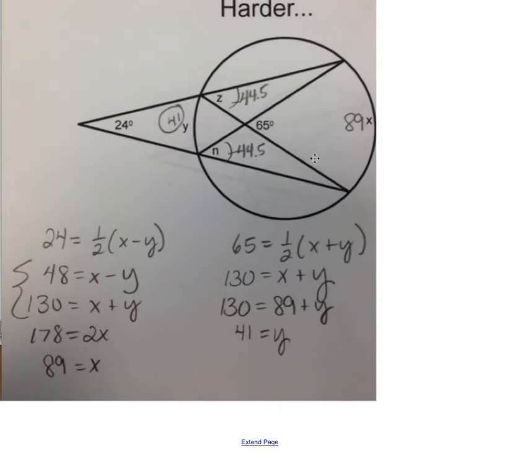Here we go. I found that x is equal to 89. My work is shown. And y is equal to 41. So I plugged that in over here. And then I found that Z and N must be 44.5 because they're half the measure of the intercepted arc.